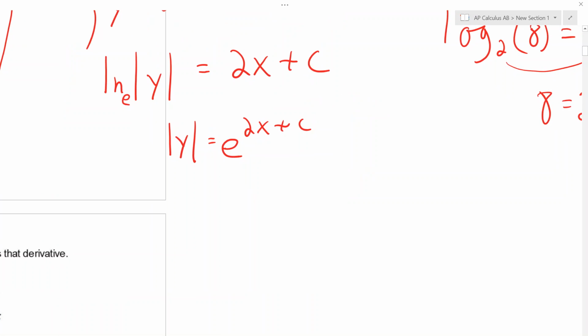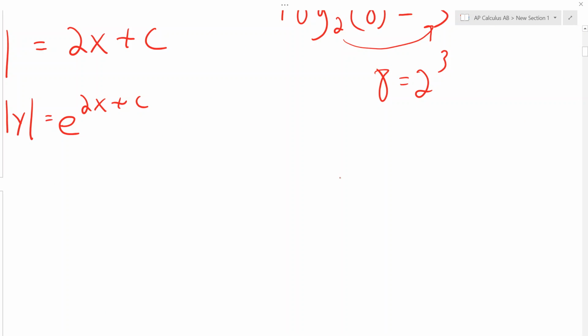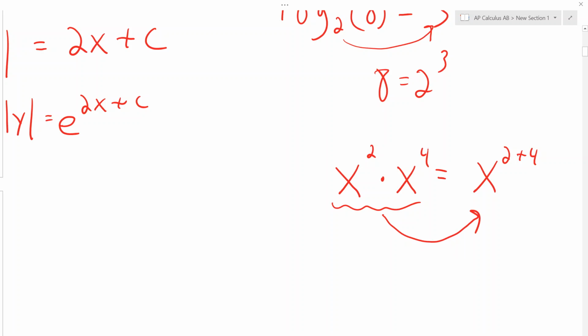Now, something weird, a lot of textbooks and AP tests will do this as well. Okay, I'm throwing some more algebra at you. Does everybody know that x squared times x to the fourth is x to the sixth? That's because when you're multiplying those bases, you can really add the exponents. What you usually see in an Algebra 1 or Algebra 2 class is going in this direction, right?